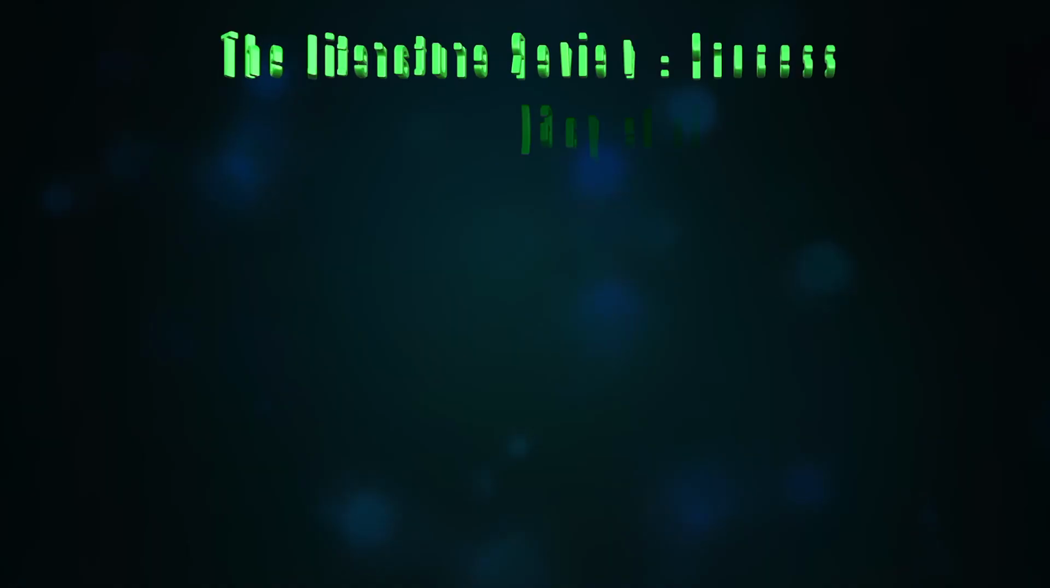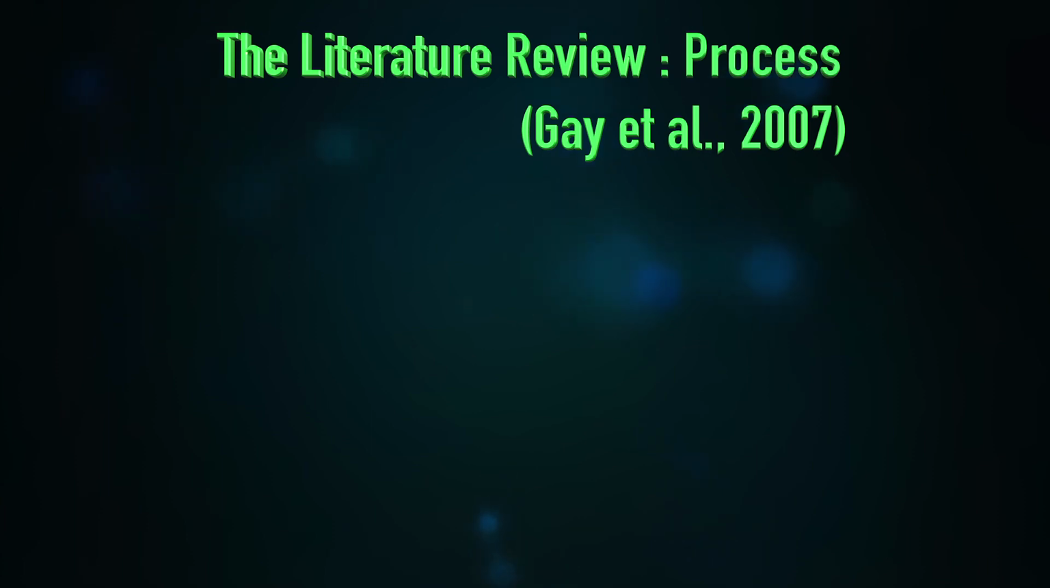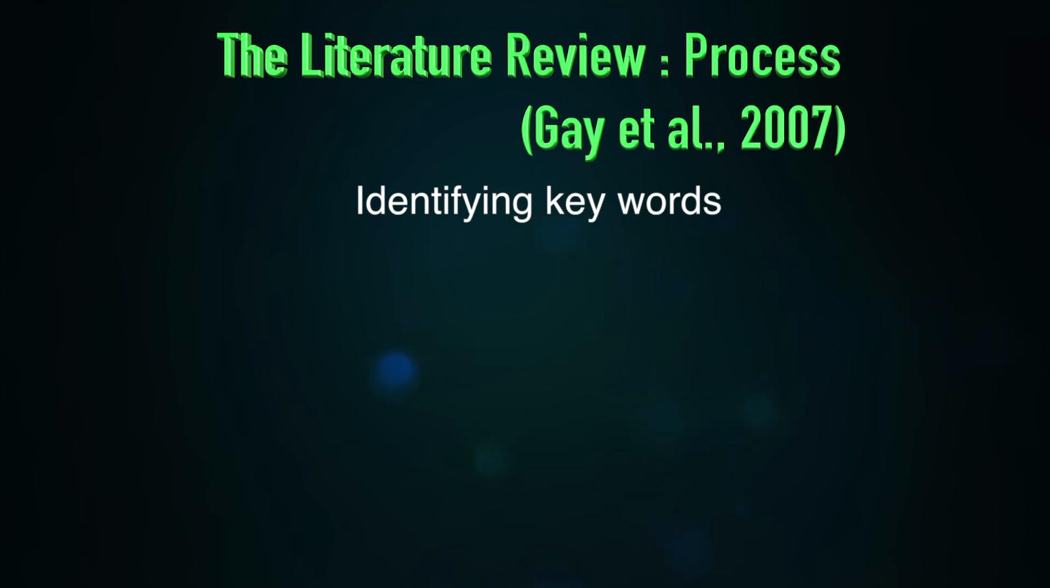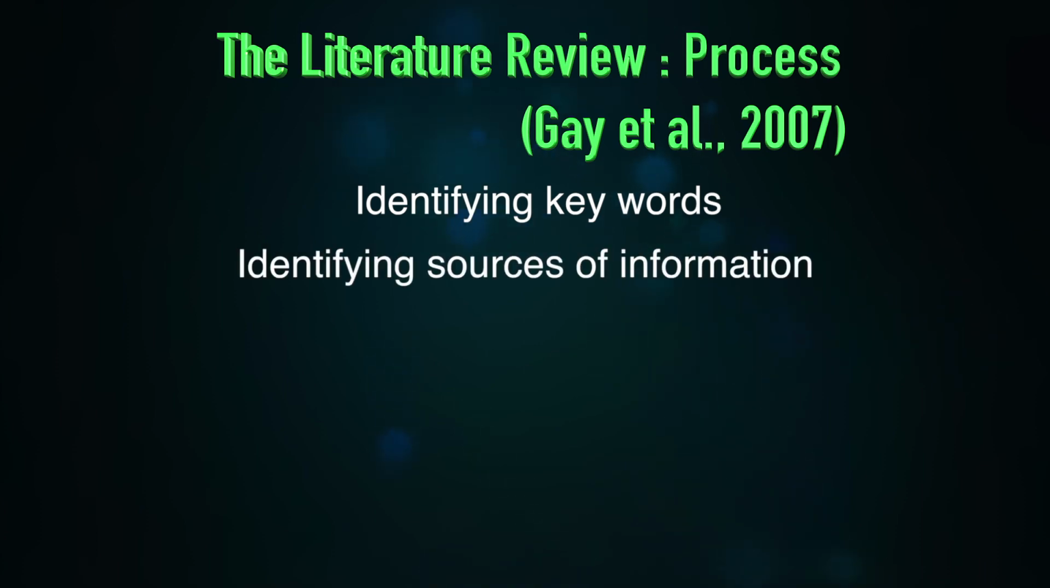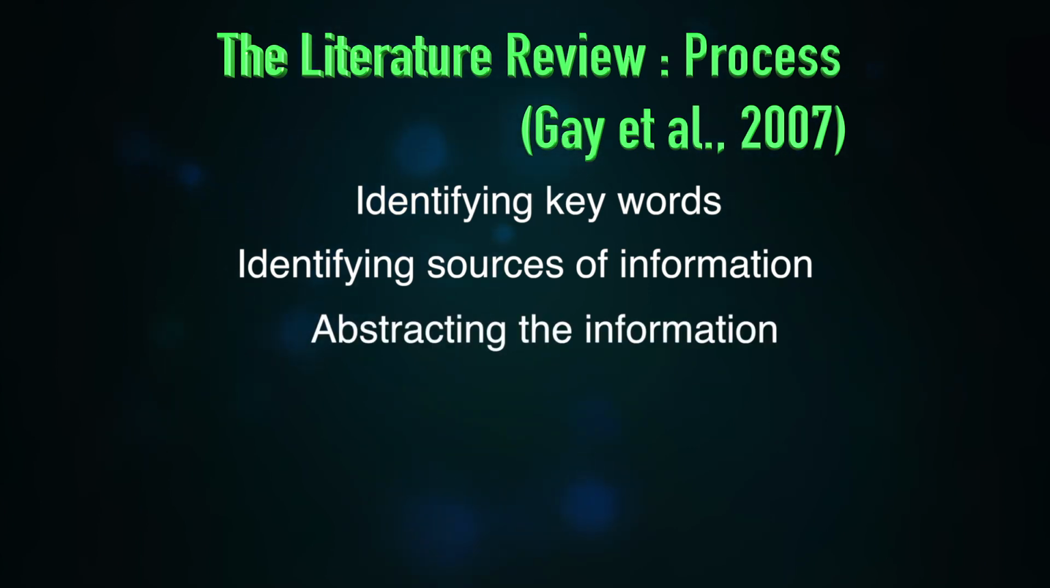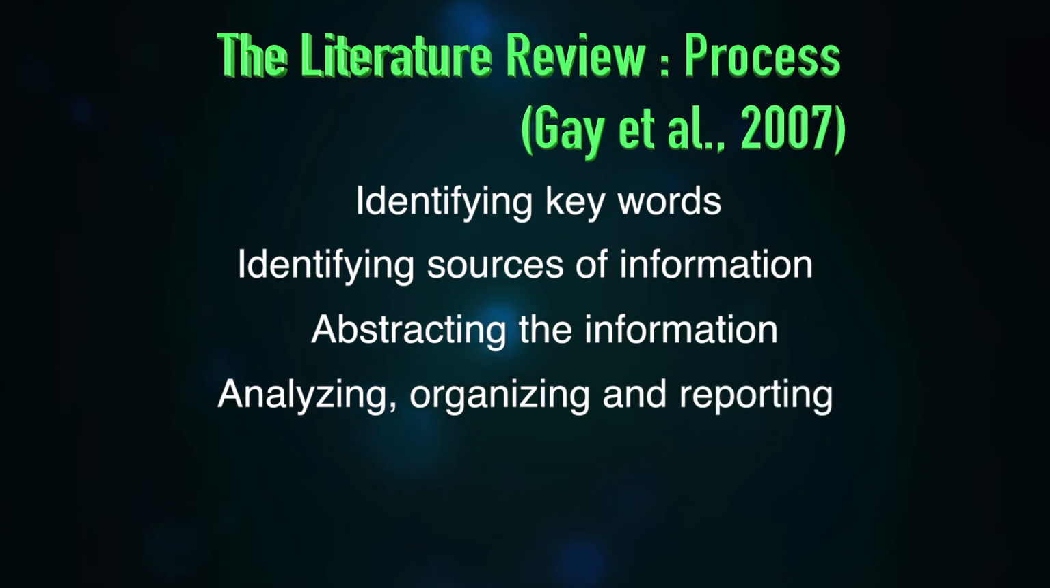So in a nutshell, the review of related literature involves identification of the key words, identification of the sources of information, and abstracting the information, and then analyzing, organizing, and synthesizing the findings of the previous studies, and reporting that synthesis in your journal article or the dissertation which you are preparing.